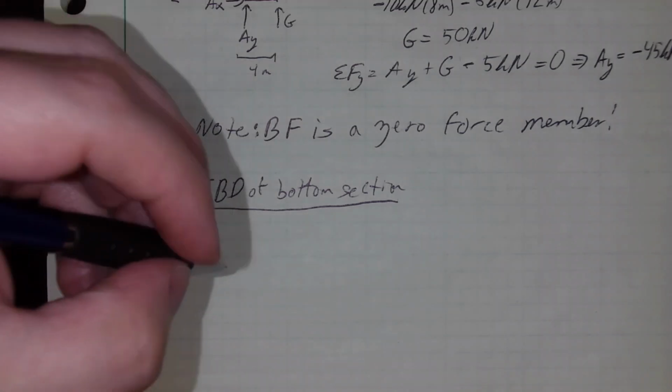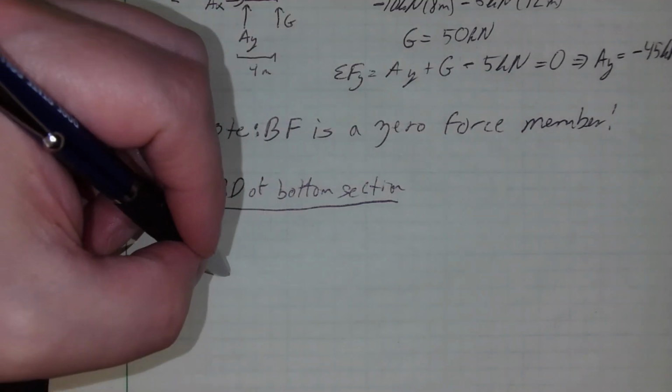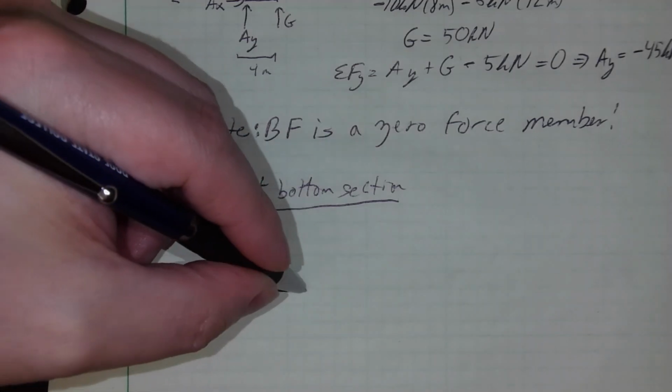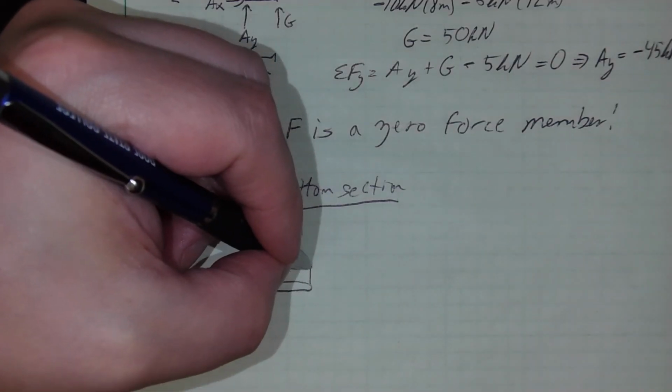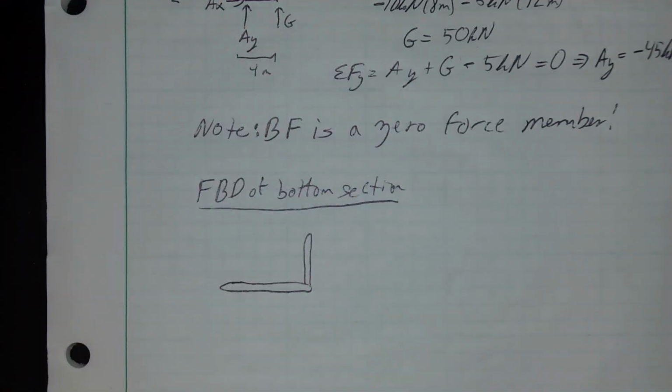Okay. So I'm going to draw a free body diagram of what we're calling the bottom section. I don't know why I'm drawing them as individual members; you wouldn't have to. I'm drawing A, G, and GF.